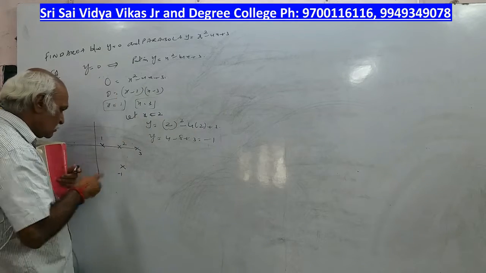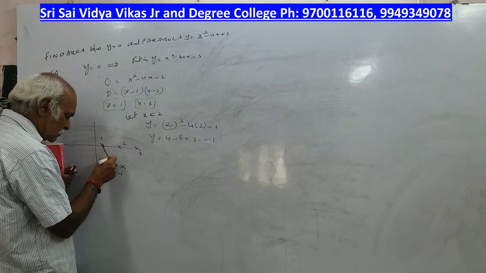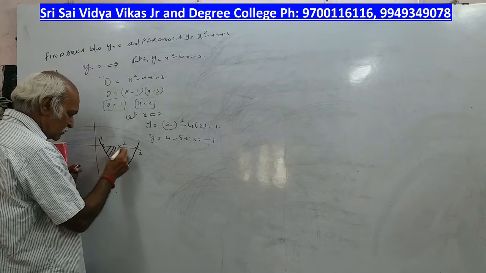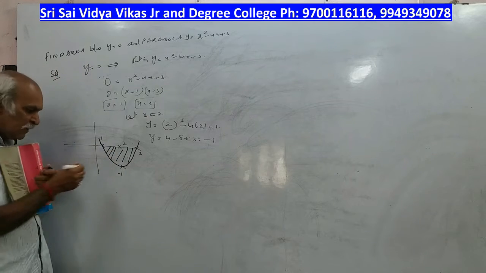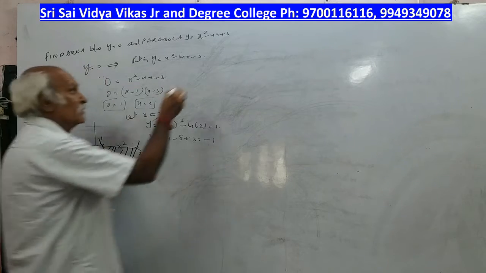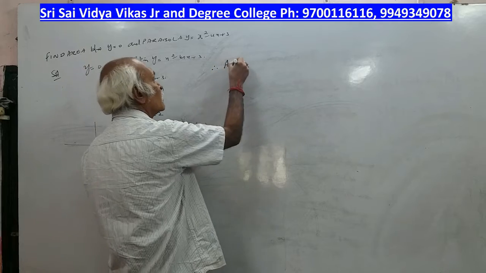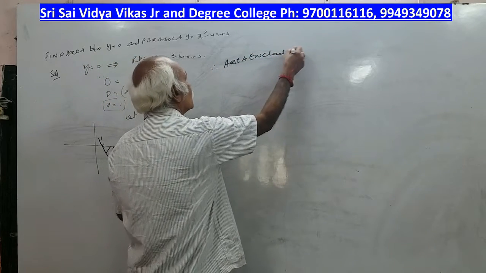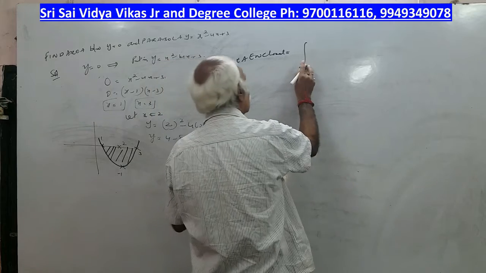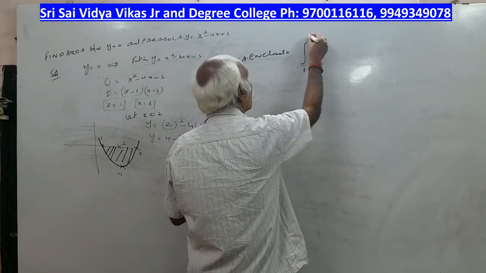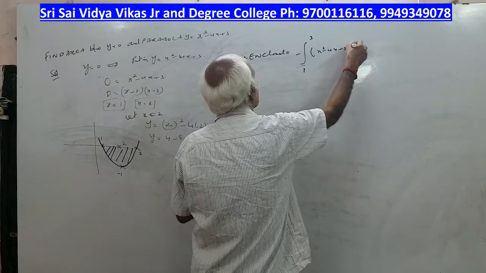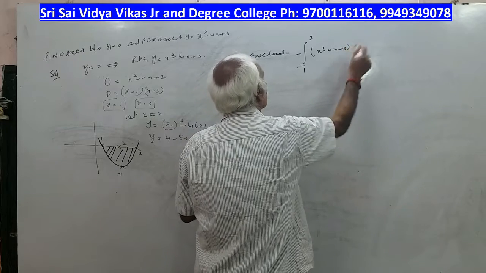So this area we have to find out. But the problem is it is coming into negative direction. Therefore, area enclosed 1 to 3 with minus sign dx.